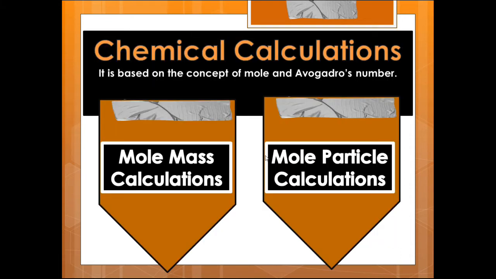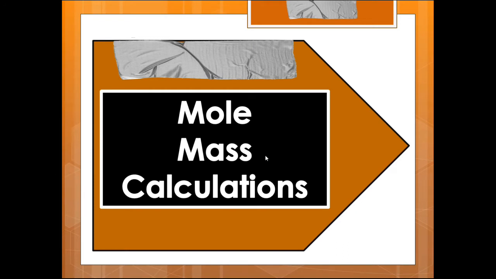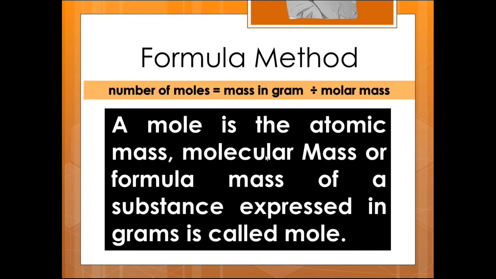Now, we are going to do the chemical calculations. Chemical calculations are based on the concept of the mole and the Avogadro number. So, a calculation may be a mole-mass calculation or a mole-particle calculation. First, mole-mass calculation. We are using the formula method here. Formula method: number of moles is equal to mass in gram divided by molar mass.